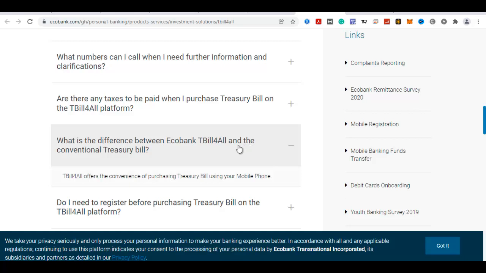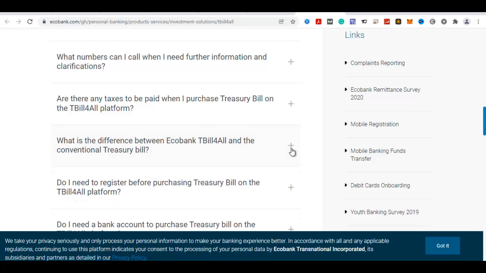What is the difference between Ecobank TBILL4ALL and a conventional treasury bill? TBILL4ALL offers the convenience of purchasing treasury bills using our mobile money or our mobile phone. So now if you want to purchase T-bills the other way, it means you have to go to the bank and fill an application form, submit your identification, etc., and then you can buy direct from the bank. But this one has been reduced so that you can do it from the comfort of your home, on the go, anywhere, without the hassle of going to a bank.